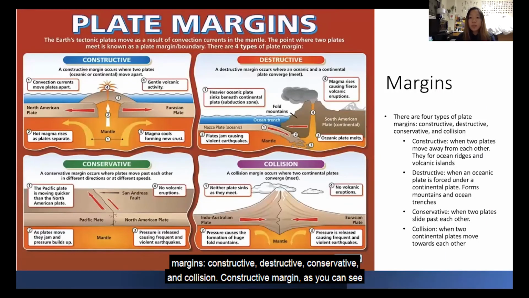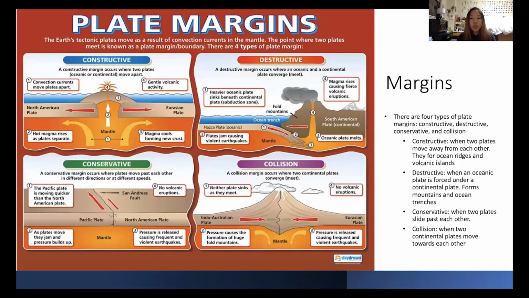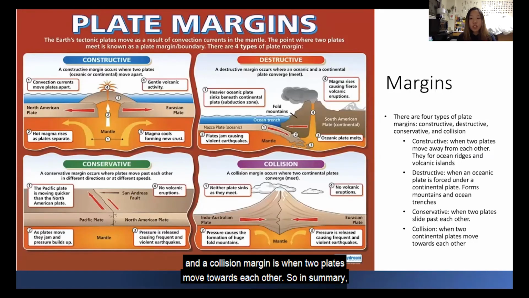There are 4 types of plate margins: constructive, destructive, conservative, and collision. Constructive margin, as you can see in the top right, is when 2 plates move apart. They form ocean ridges and volcanic islands. A destructive margin is where an oceanic and a continental plate meet. They form mountains and ocean trenches. A conservative margin is when 2 plates slide past each other. And a collision margin is when 2 plates move towards each other.